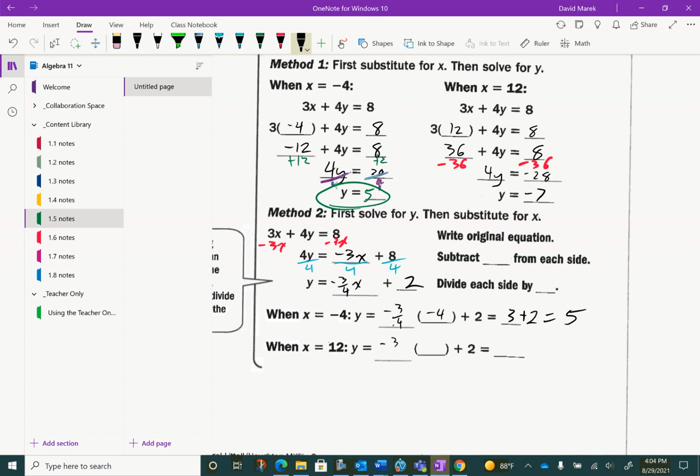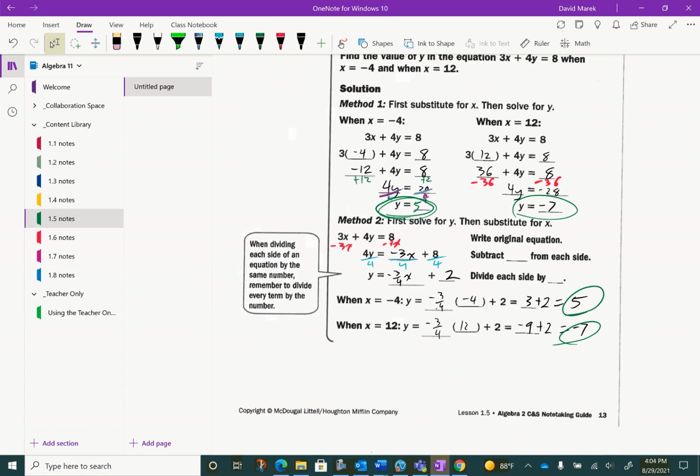Or we want to take negative 3 fourths times 12 plus 2. Well, negative times a positive, that'll be negative. 1 fourth of 12 is 3. 3 times 3 is 9. So that's negative 9. Negative 9 plus 2 gives us negative 7. Okay. So here, same answers. Two different ways to do it here.